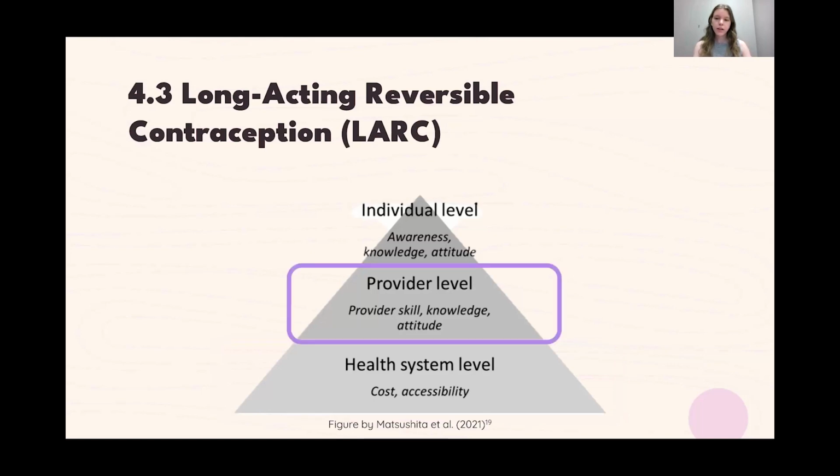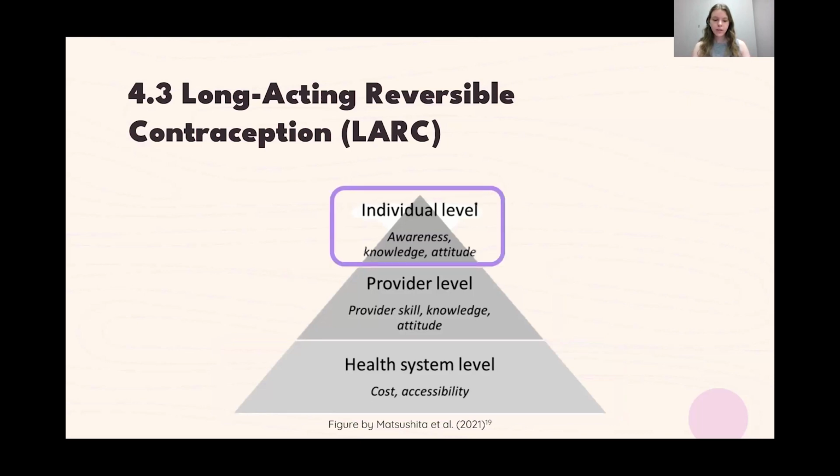At the provider level, they include skill, knowledge, and attitude, and the main thing here is training. Training for providers is lacking, and one study showed that in publicly funded health centers in the United States, only 2/3 had staff trained in LARC and 1/5 of centers had no trained staff. So training needs to be more accessible, and in that training, comfort of the patient with a user-centered approach should be emphasized. Lastly, at the individual level, there is awareness, knowledge, and attitude.